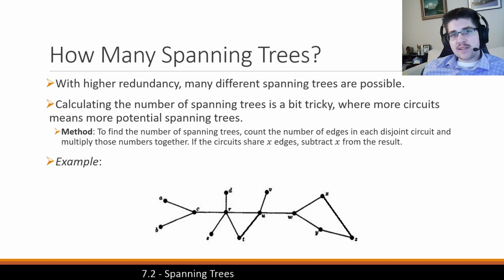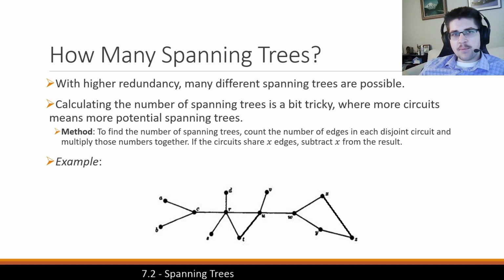But basically, the higher the redundancy, the more options for spanning trees you would have in an underlying graph. The issue here is that there's not a simple mathematical formula for figuring out the number of spanning trees, but there are a couple of tips and tricks. One way you could solve these questions is by literally drawing every option you can think of, through attrition, by process of elimination. But there are a couple of shortcuts, which is what I wanted to show you.